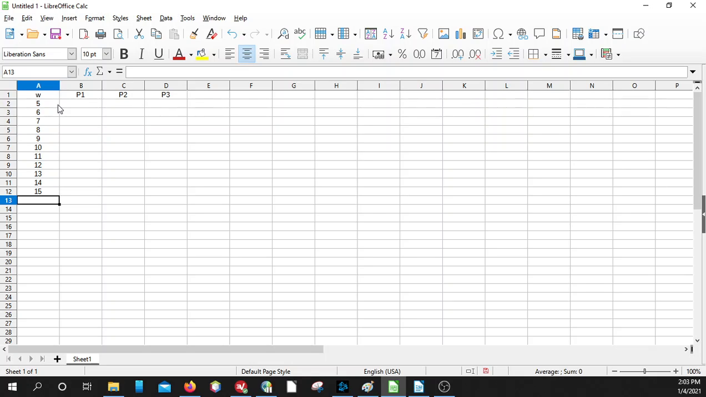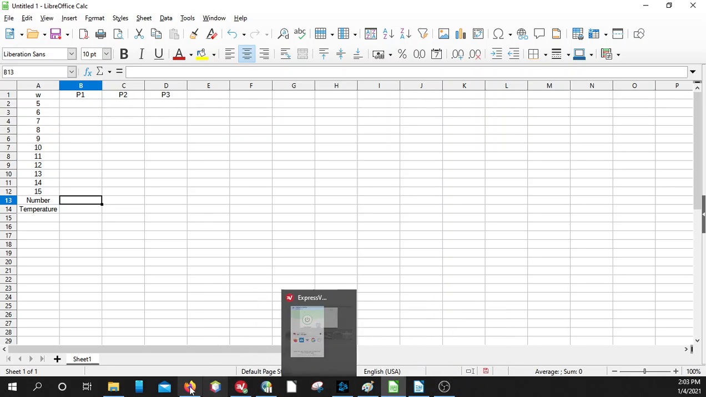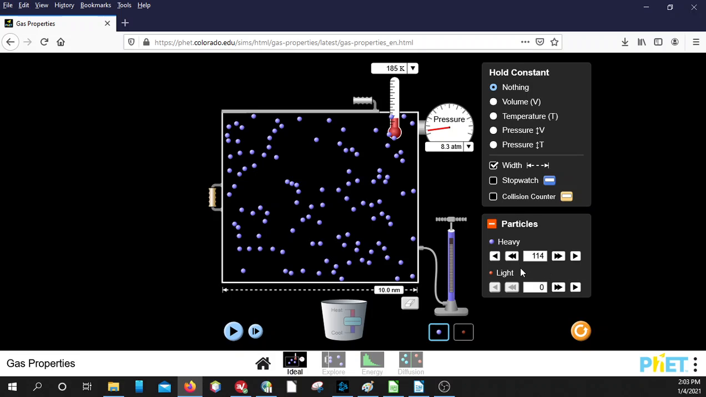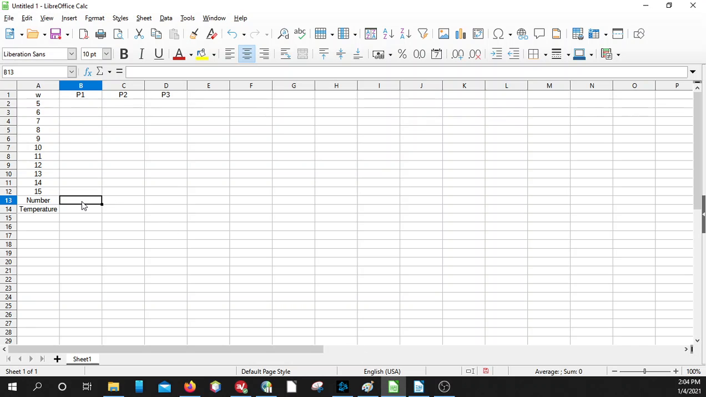I also want to put some more information here. The number of particles and the temperature. The number of particles that we're dealing with is going to remain fixed for the entire experiment. That's 114 for me. You'll have a different number. So I'm going to write this 114 for all 3 trials. And the temperature we have now for trial 1 is 185 Kelvin. We'll change it for the other trials.